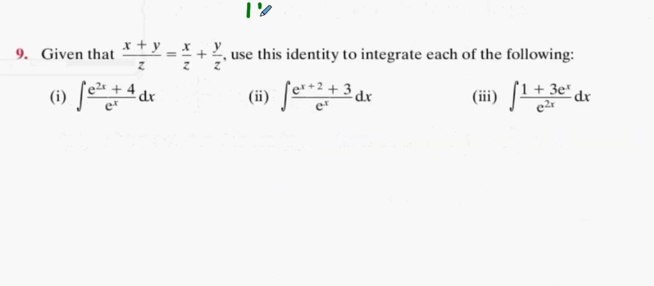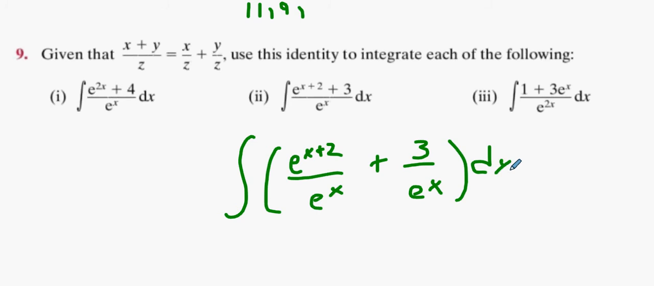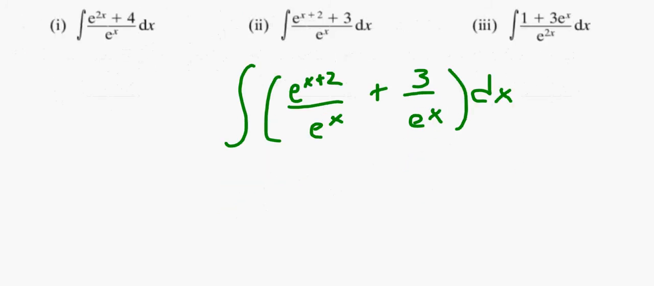Now, we've done 11 and now we're going to do question 9. Now here's what I'm going to do. I'm going to break this up into e to the x plus 2 over e to the x, plus 3 over e to the x. Integrate all that with respect to dx. We're all good? Okay. Now, what we're going to get is, you take away the powers, don't you? If I had x^7 over x^3, what would the answer be? x^4. So take away the two powers.